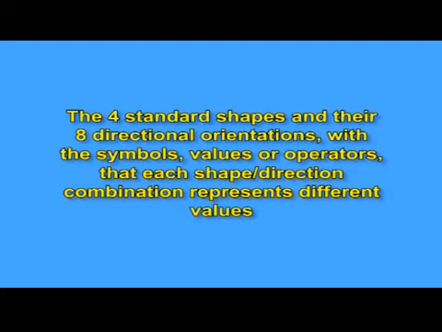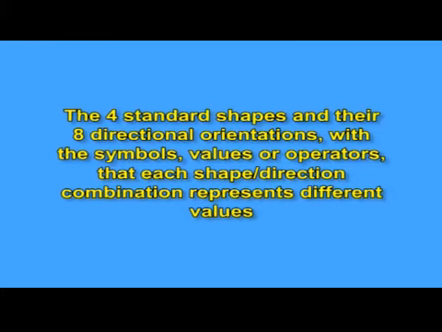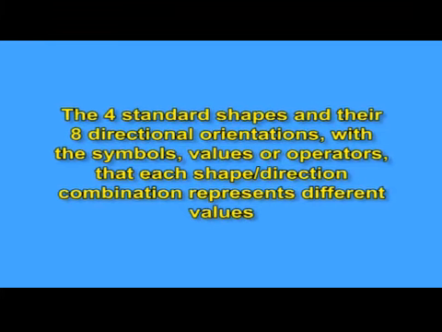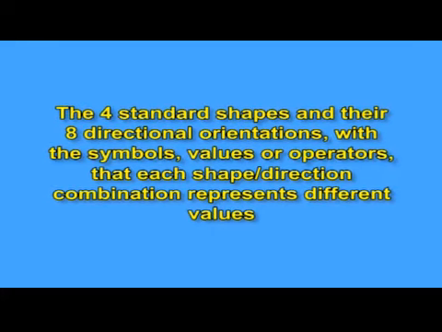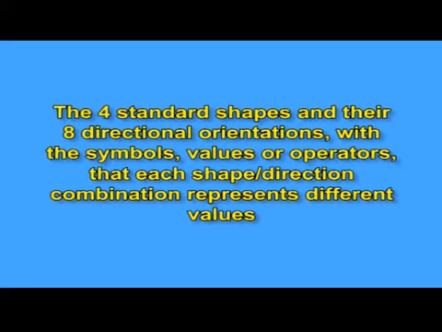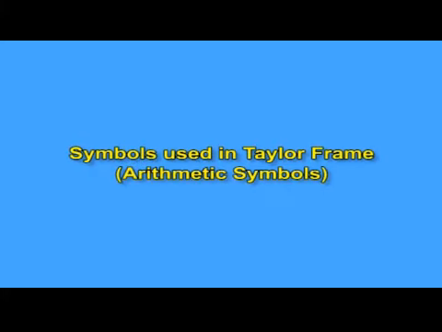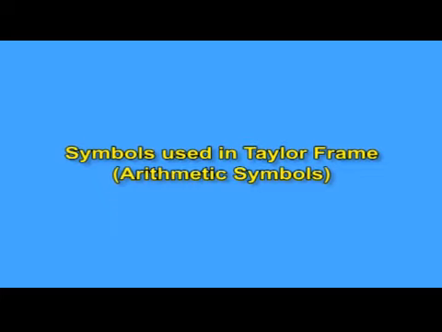The 4 standard shapes and their 8 directional orientations, with the symbols, values or operators that each shape or direction combination represents, have different values. First we'll see the symbols used in the Taylor frame: arithmetic symbols and algebraic symbols. The two flatter type and triangle shape pegs are algebraic symbols. These algebraic symbols also have 16 positions.